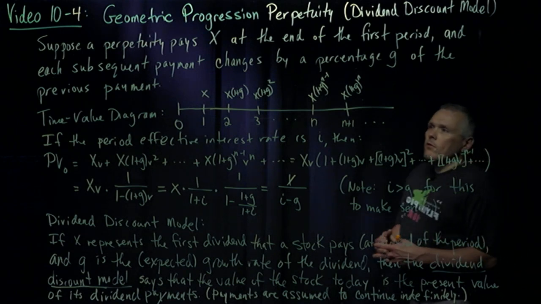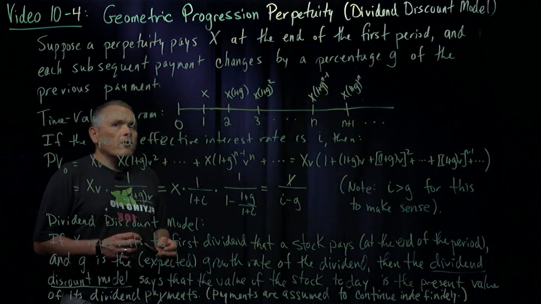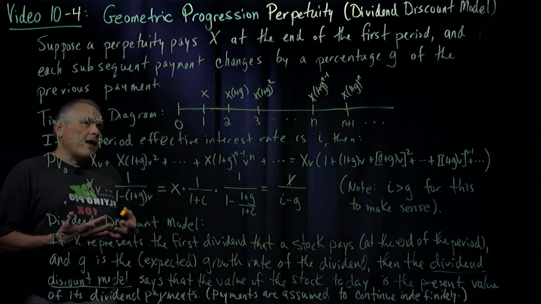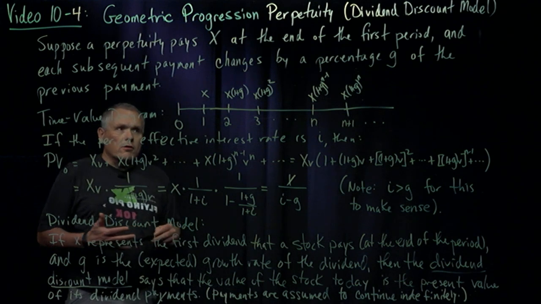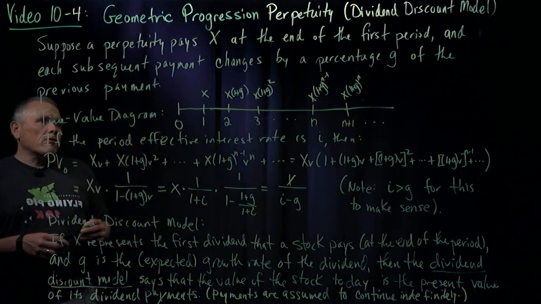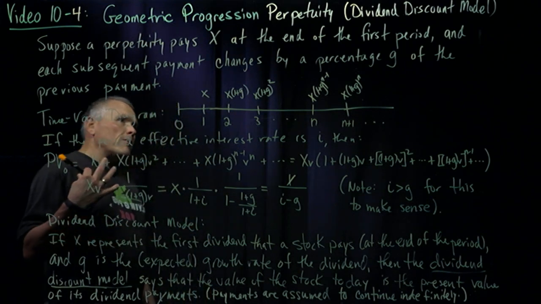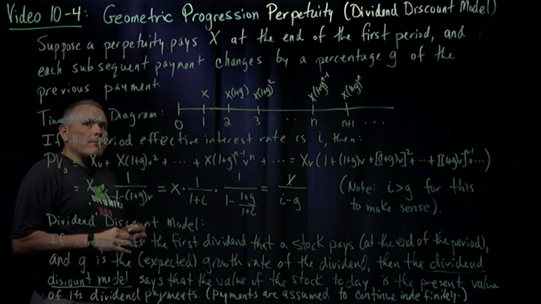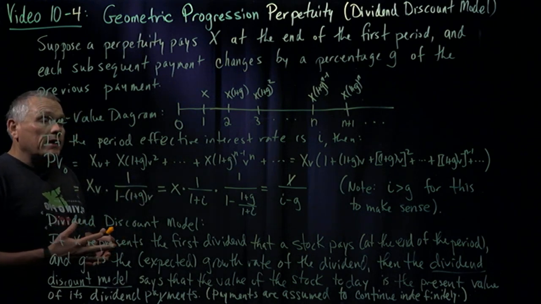All right, let's suppose that we have a perpetuity in this case that pays X at the end of the first period, and then after that we're going to increase, usually increase, but it could decrease, by a certain percentage of each of the previous payments. So we're going to call that percentage change G. So each payment changes by that percentage over the preceding payment. So this is a lot like how we set up the geometric progression annuities.